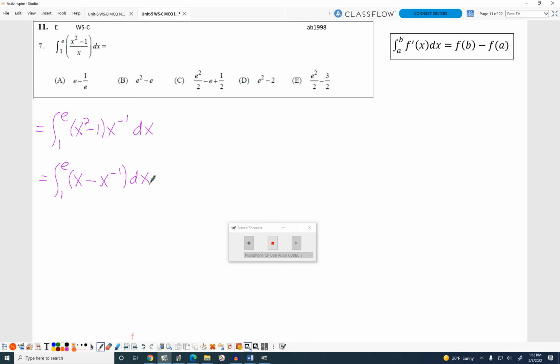Yeah, the goal is to go from factors to terms. Now we have terms, so we can find antiderivatives separately. What's a better way to write x to the negative 1? 1 over x. What's the antiderivative of x? X squared over 2. That wasn't a big response, but somebody said it. X squared over 2. Yeah, Luke. What's the antiderivative of 1 over x? Natural log. There we go.